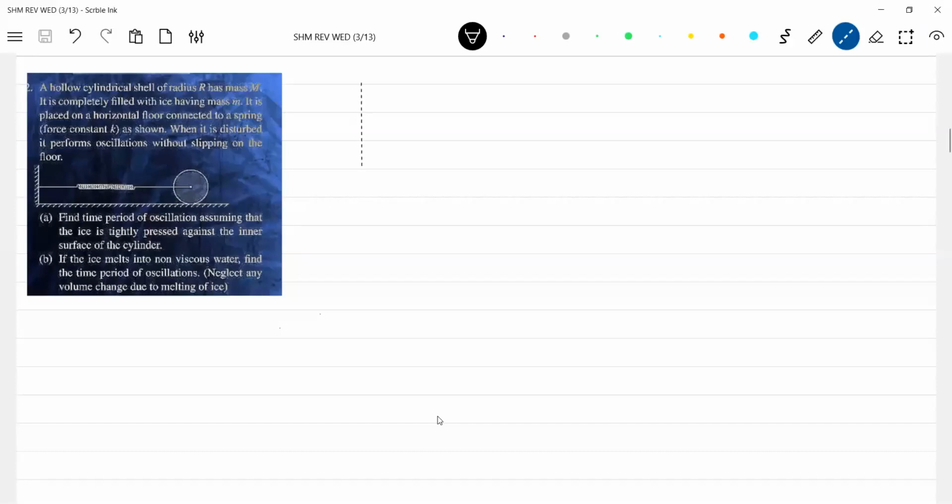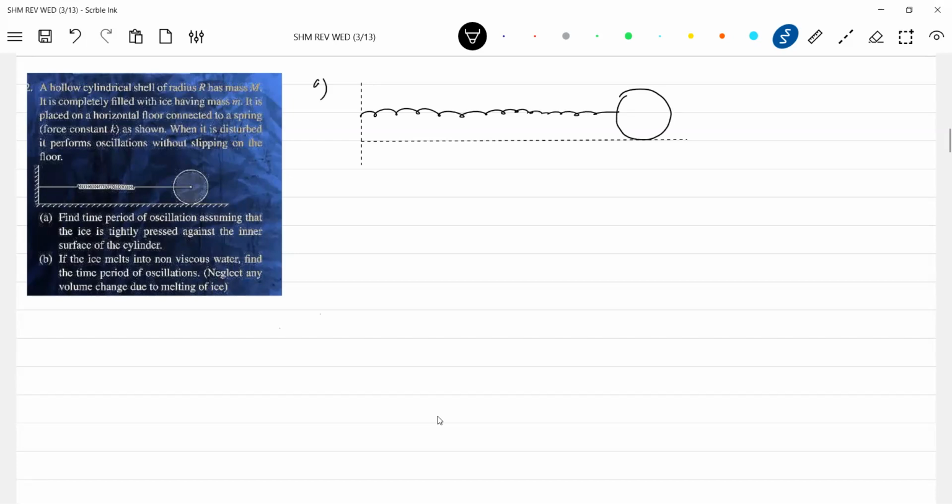Read the question. It's very good. Some data he has given have to be understood. The first part where ice will be there. Hollow cylindrical shell, so that is having a mass M, capital M. I'll write M2.